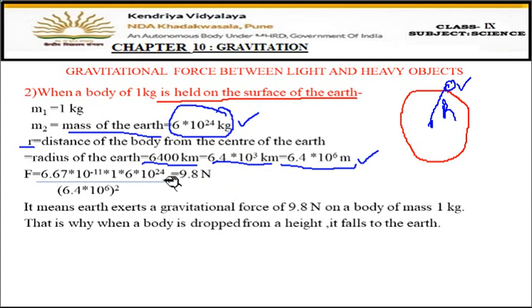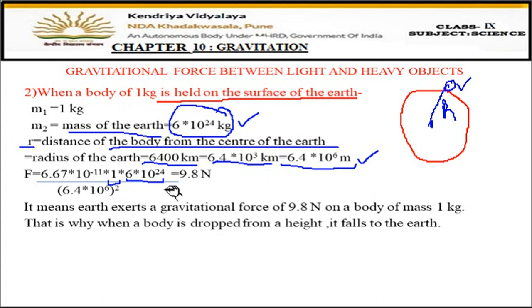Now putting the values into the same formula for finding the force. Force is equal to G m1 m2 upon r squared. The G value is known to us: 6.67 into 10 raised to minus 11. What is the mass of the first body? It is 1 kg. What is the mass of the other body, that is the earth? It is 6 into 10 raised to 24, upon r square. Now r is the distance of the body from the center of the earth. That means it is the radius of the earth, and it is 6.4 into 10 raised to 6 meters. Distance has to be taken in meters. Now this is the square of this value.